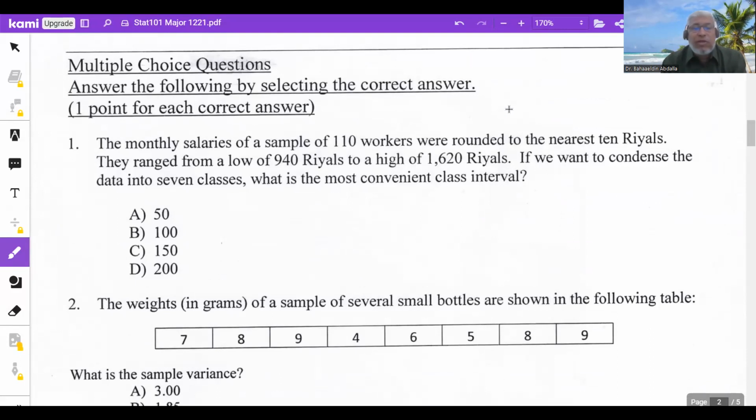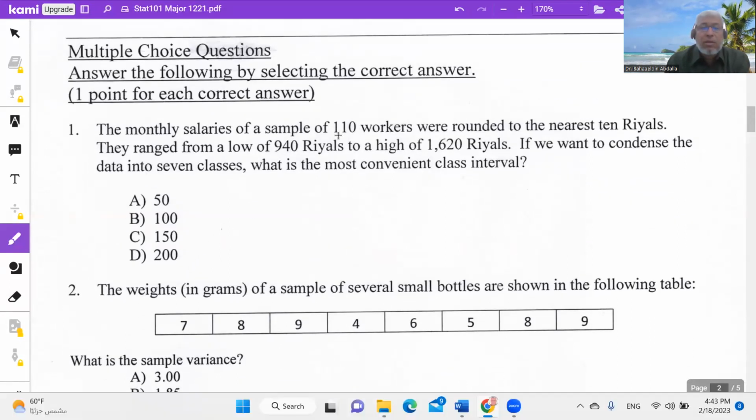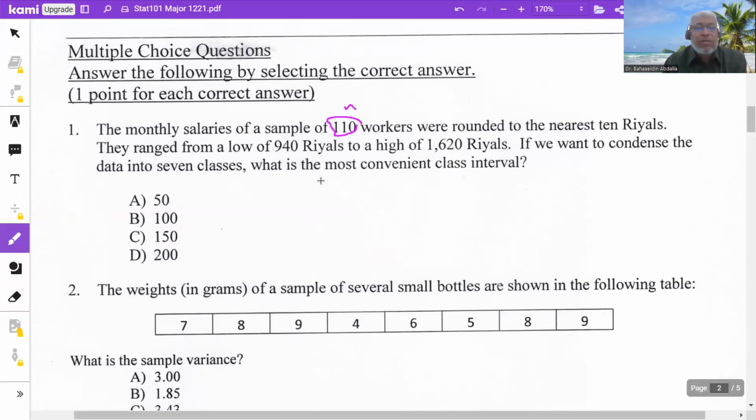First question, the monthly salaries of a sample of 110 workers were rounded to the nearest 10 reals. This means that this is n, the sample size. They ranged from a low of 940 reals, so this is the minimum salary, and a high of 1,620 reals. So this is the maximum salary.